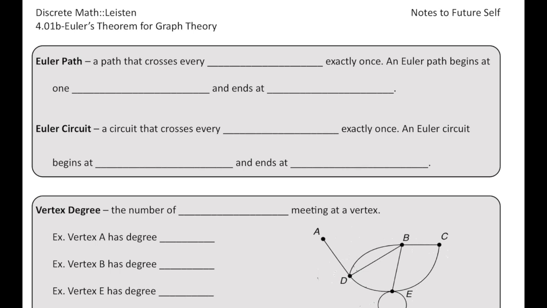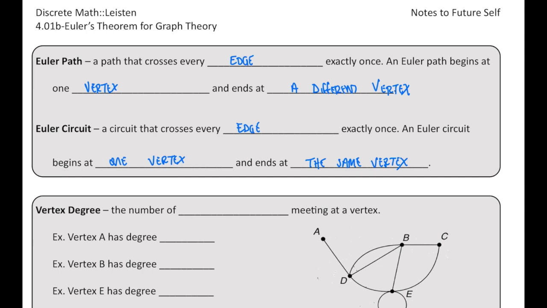Now last time we defined a number of words and concepts for our introduction to graph theory. We were looking at paths and circuits, specifically an Euler path, which is a path that crosses every edge exactly once. An Euler path begins at one vertex and ends at a second vertex. A circuit is a special type of path. We're going to keep them distinct. A circuit, again, crosses every single edge exactly once. An Euler circuit begins at one vertex and ends at the same vertex.